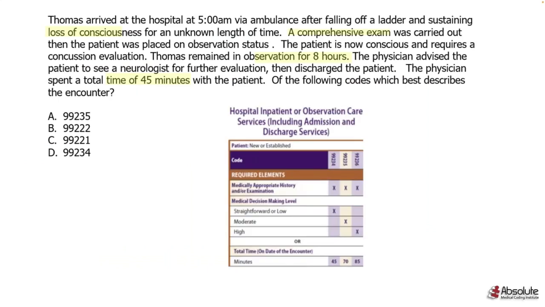So our documentation says the total time spent with this patient is 45 minutes. So I'm going to go to the front of my CPT book. I'm going to turn to the charts, and I'm going to locate hospital inpatient or observation care services, including admission and discharge on the same date. And then I'm going to look for, well, we know that a medically appropriate history and/or exam took place. A comprehensive exam was carried out.